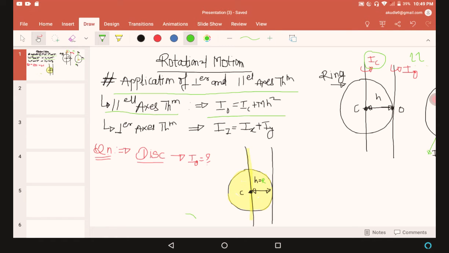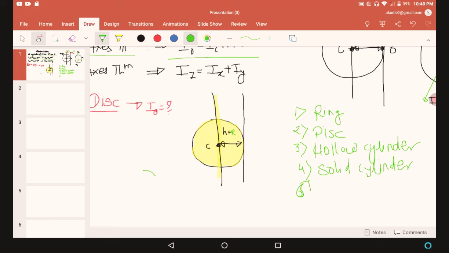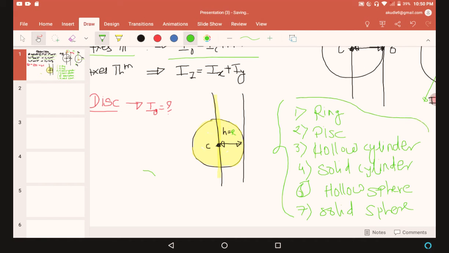There are different, very standard shapes. The first shape is the ring. The second shape is the disc. The third shape is the hollow cylinder. The fourth shape is the solid cylinder. The fifth shape is the hollow sphere, and the sixth shape is the solid sphere. These are the main standard shapes we are going to deal with.